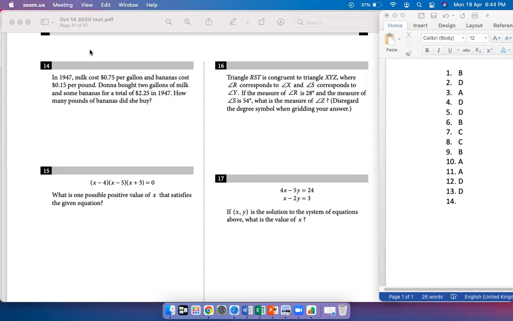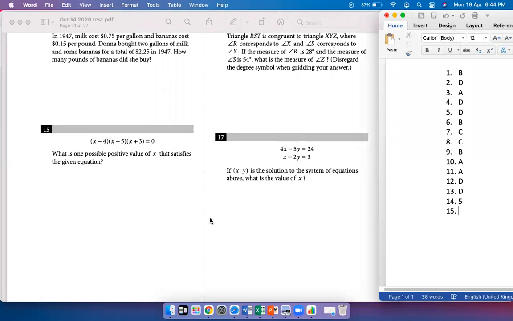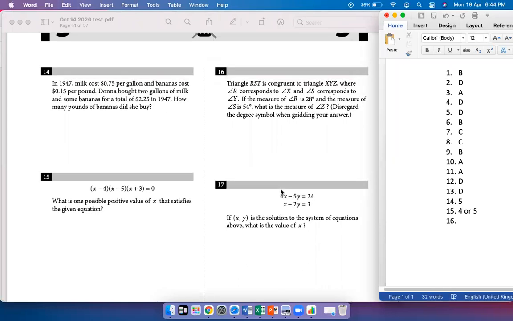Okay, so let's write that. 5. Okay, what is one positive value of X that satisfies? So the values of X are 4, 5, and negative 3. Since we have been asked to find a positive value, it could be 4 or 5, right? So that would just be 4 or 5.